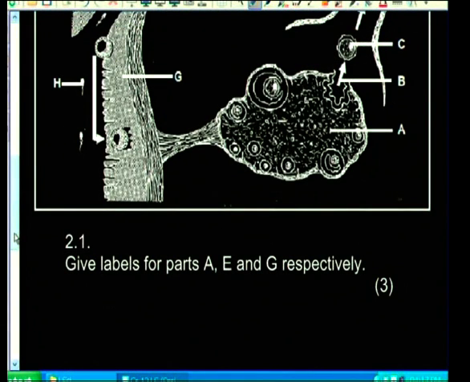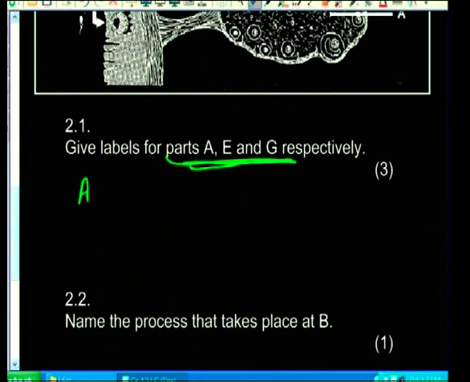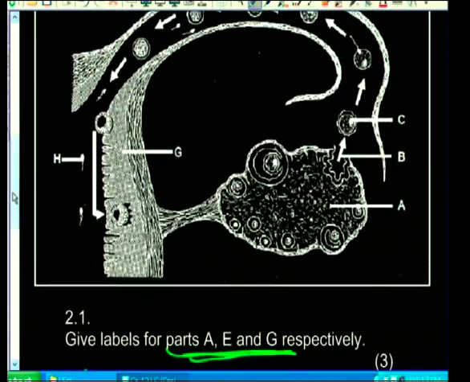Give labels for parts A, E, and G respectively. Please, in your exams, when you're answering, write down A, E, G. And then next to each, you write the labels. We're going to label on the diagram. It becomes easier. A, they're talking about the structure here, the ovary.